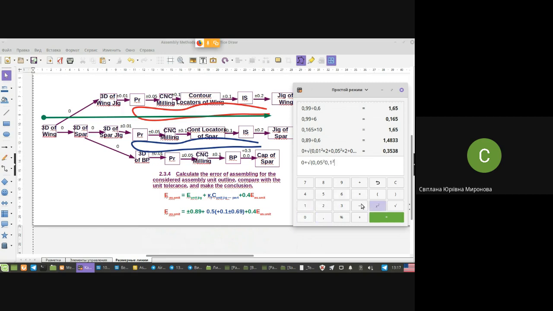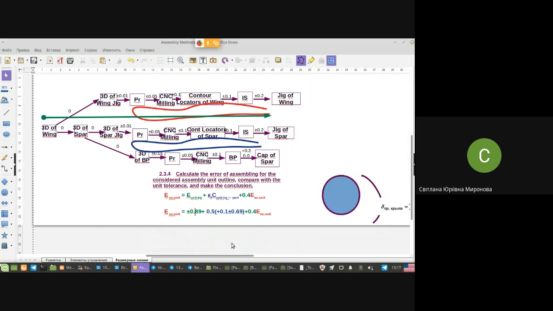0.1 twice. Oi, I forgot to insert plus here. And plus 0.2, 0.2 square. So we see it plus minus 25. Plus minus 25.